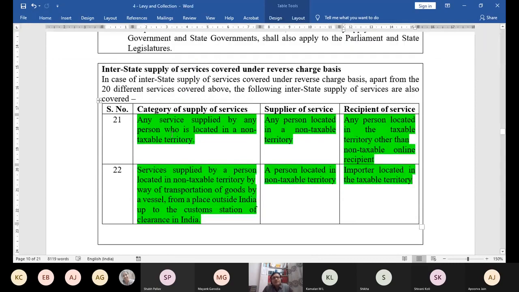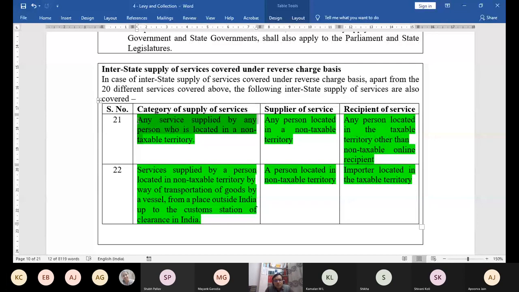Now, these 2 services cannot be supplied intrastate. It is not possible. These can only be supplied interstate. And since these can be supplied interstate only, we have IGST applicable on such supplies on reverse charge basis. What are these 2 services? Any service supplied by any person who is located in non-taxable territory.